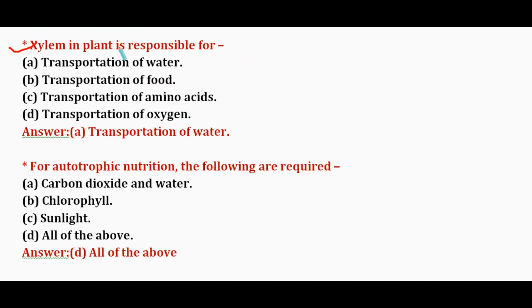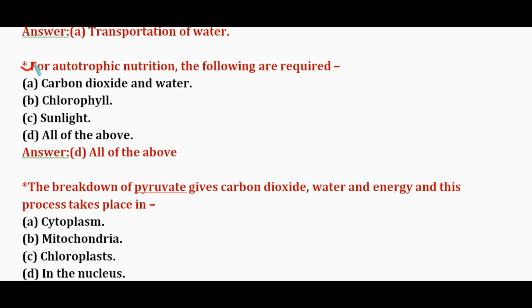Next question. Xylem in a plant is responsible for transportation of water, transportation of food, transportation of amino acids, transportation of oxygen. The correct answer is transportation of water. The question is for autotrophic nutrition, the following are required: carbon dioxide and water, chlorophyll, sunlight, all of the above. The correct answer is all of the above.